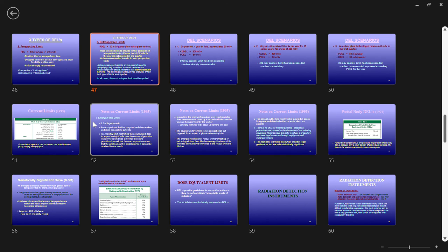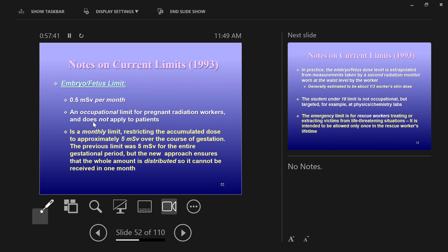We're going to give you an additional radiation badge. So you get an additional badge with a different limit. This limit is 0.5 millisievert per month. Notice now we're tracking you per month, right? Not per year or per quarter. We're keeping a closer eye on radiation dose with this separate radiation badge. This is an occupational limit for pregnant radiation workers. This does not apply to patients.